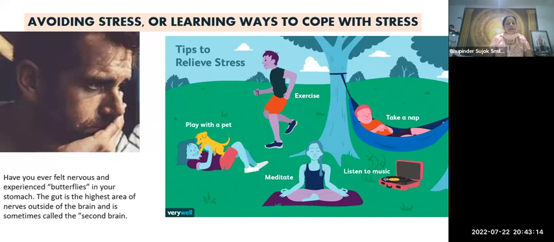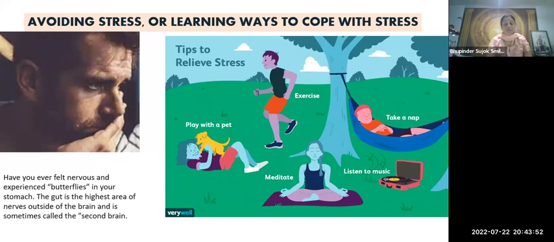Have you ever felt nervous? Have you ever experienced butterflies in your stomach when you are in stress? Yes, when you are in stress, sometimes your appetite is decreased, sometimes increased. From next time when you have stress, just see how it is having an impact on your eating habits. The gut is the highest area of nerves outside of the brain and is sometimes called the second brain.